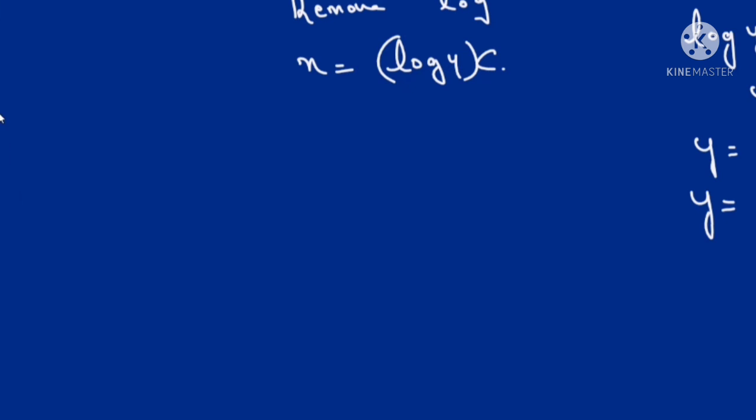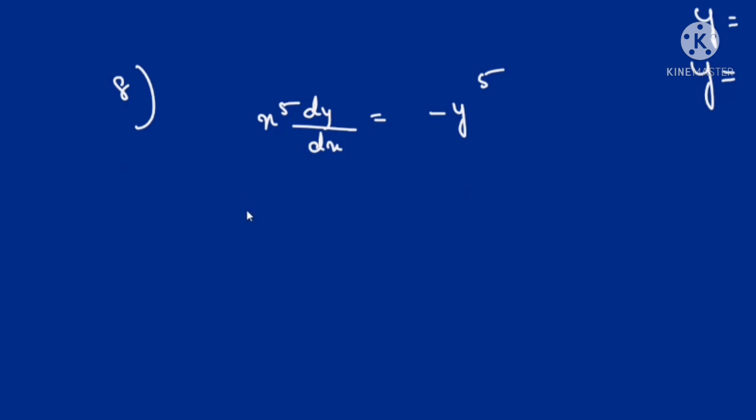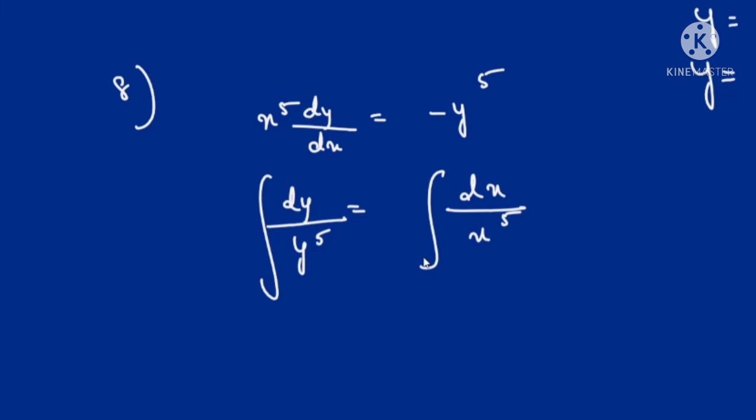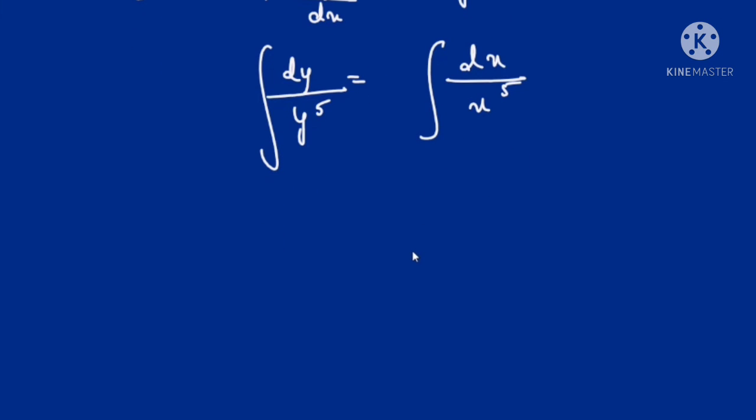Number 8. x^5 dy by dx equals y^5. So simple integration here. Dy by y^5, bring the y power 5 in the denominator, and dx by x^5. Now integrate this. So what is integration of y power minus 5? It will become y power minus 5 plus 1.